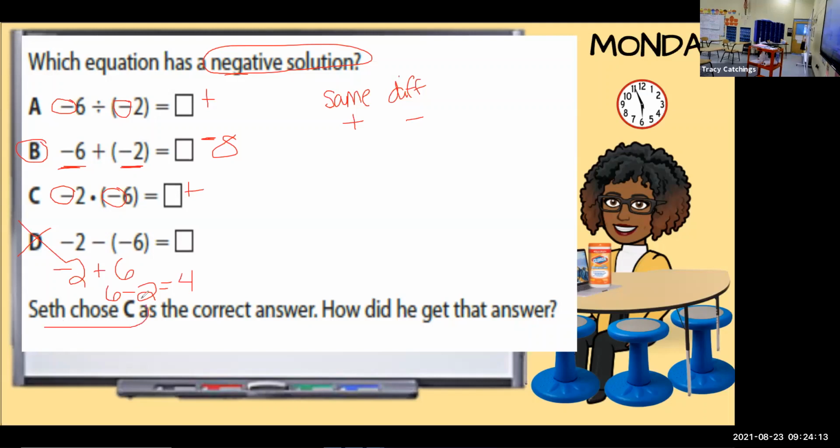All right, they said Seth chose C. I think we could pretty much understand why he chose C. He was kind of thinking of those same rules for adding and subtracting. And just remember, if I can't rely on looking at it, I'm gonna show a little piece of work to make sure I understand what's going on to get the correct answer. Any questions about it? All right, everybody got what you need?